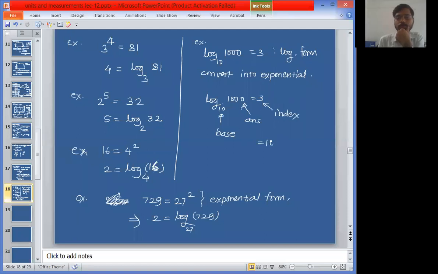So answer is 1000. Correct. Base is 10. Correct. Index is 3. This is index. Index is equal to log of answer to the base, base. The base of the log and the base of the index are the same. So this is base, which is 10. 3 is the index. So base raised to index is equal to answer. What is our format? Base raised to index is equal to answer. See, children, are you starting to understand? This is exponential.